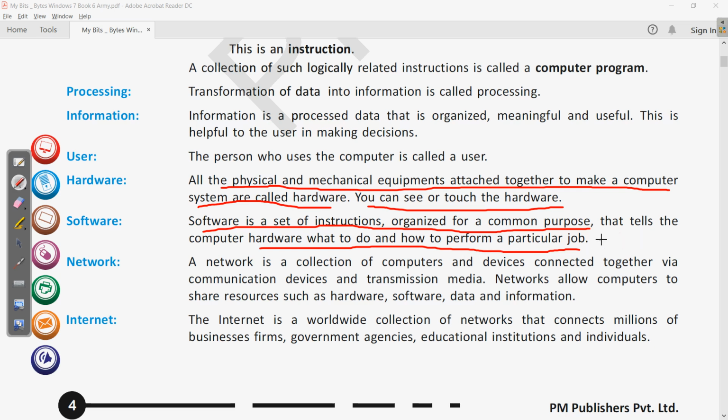And in the software we also have to write 2 examples. So any 2 examples, like operating system, that is Microsoft Windows, one example, or you can write MS Word, MS Paint. So these are all examples of some software. So I hope this is clear.